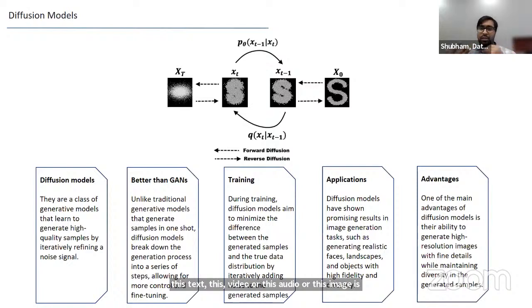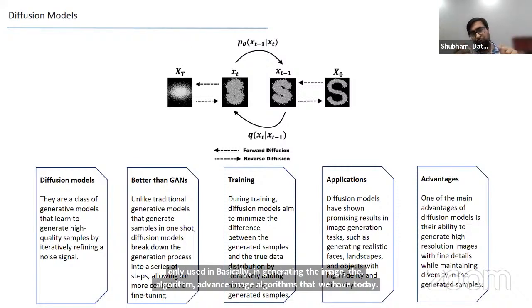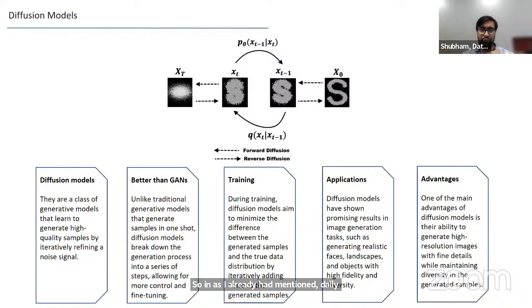These are very powerful in creating images. These diffusion models are used in generating the advanced image algorithms that we have today. As I already mentioned, DALL-E 2, DALL-E 3, and Sora all use diffusion models.